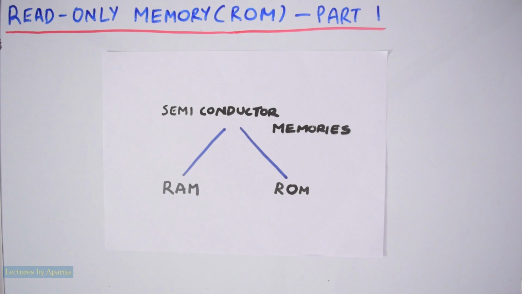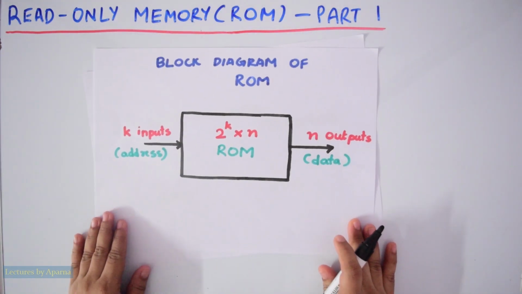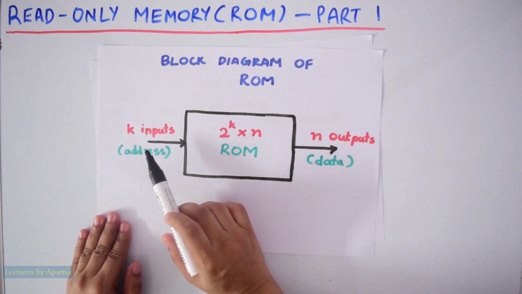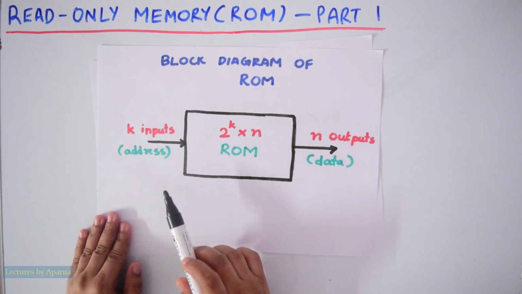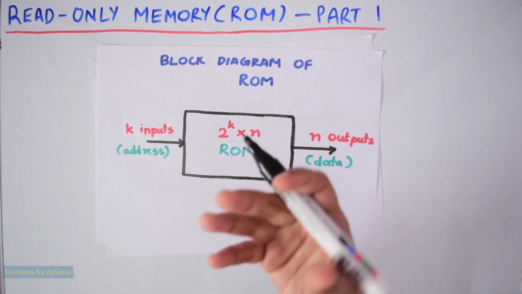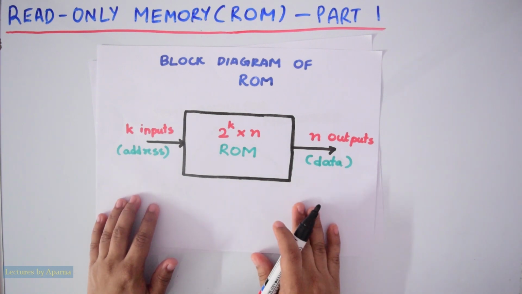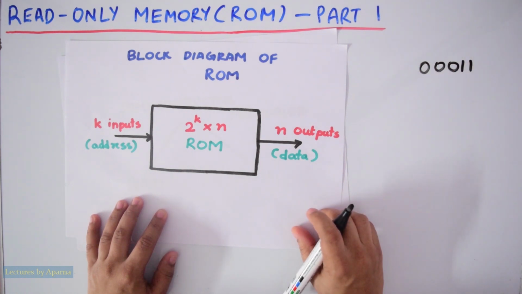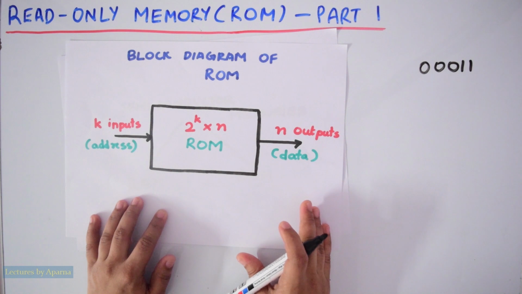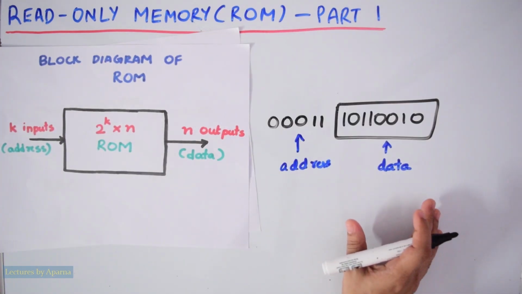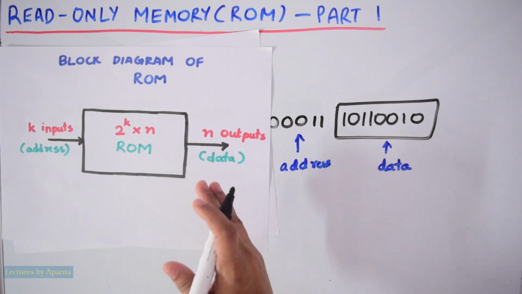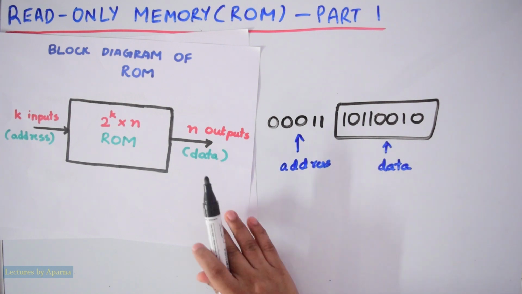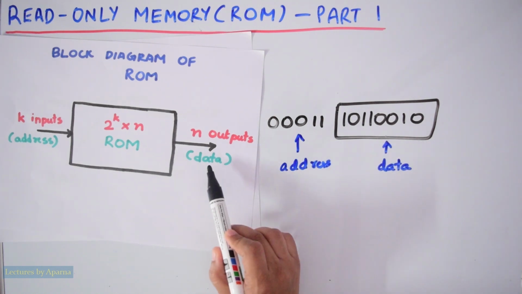The block diagram of ROM is as shown. It is having K inputs and N outputs. The input coming to the ROM is address. It indicates the address from which you need the data. If suppose the address coming to the ROM is 00011, there will be a data present in the address you gave. So you get this data at the output of the ROM.